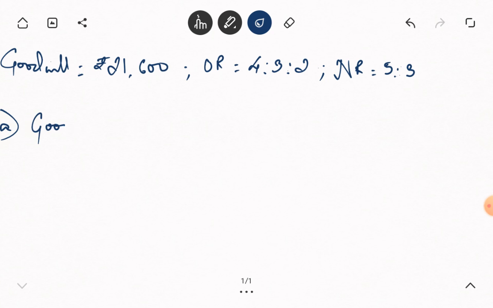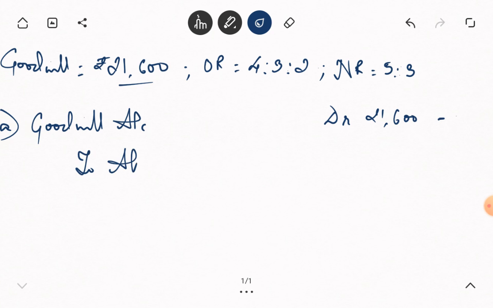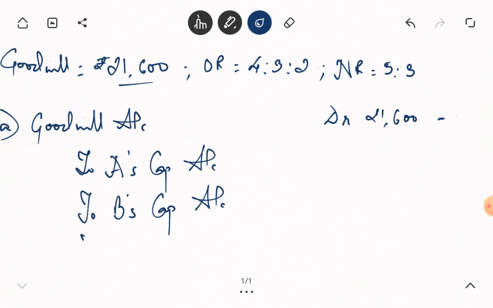Goodwill account, as we said, this should be at full value. So goodwill account debited, full value of goodwill is 21,600, debited to all the partners' capital accounts. So to all partners, in a sense, it should be given to partners A, B, and C. So to A's capital account, and then at the same time to B's capital account, and also to C's capital account.